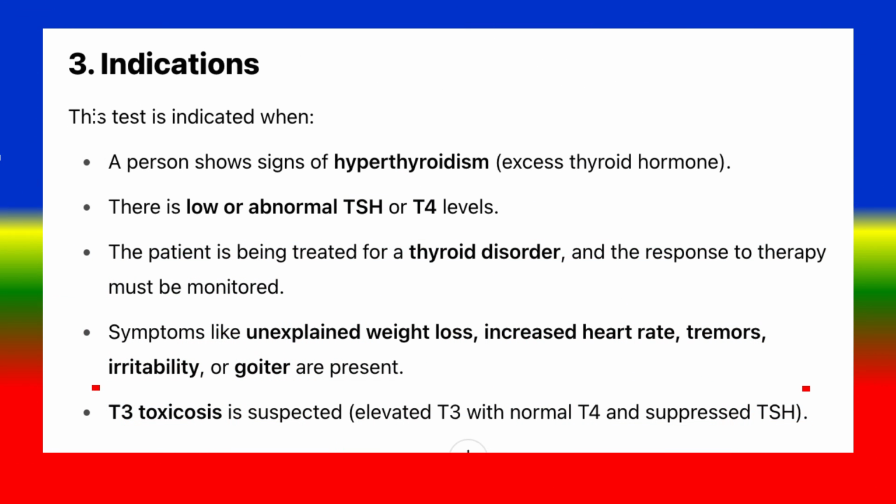3. Indications. This test is indicated when a person shows signs of hyperthyroidism, excess thyroid hormone. There is low or abnormal TSH or T4 levels. The patient is being treated for a thyroid disorder, and the response to therapy must be monitored. Symptoms like unexplained weight loss, increased heart rate, tremors, irritability, or goiter are present. T3 toxicosis is suspected, elevated T3 with normal T4 and suppressed TSH.